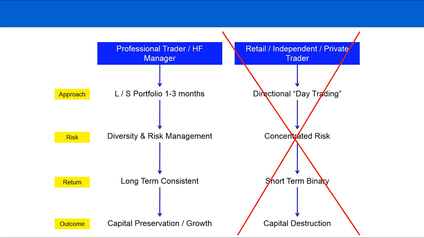We want to have an overall systematic approach that makes us long-term consistent, that we can apply to the Forex markets consistently forever at any one point in time. And we obviously don't want our outcome to be capital destruction. So we get rid of day trading, we get rid of directional trading, we get rid of concentrated risk, we get rid of seeking binary outcomes. Because the only outcome, if you put all these three things together, is capital destruction.